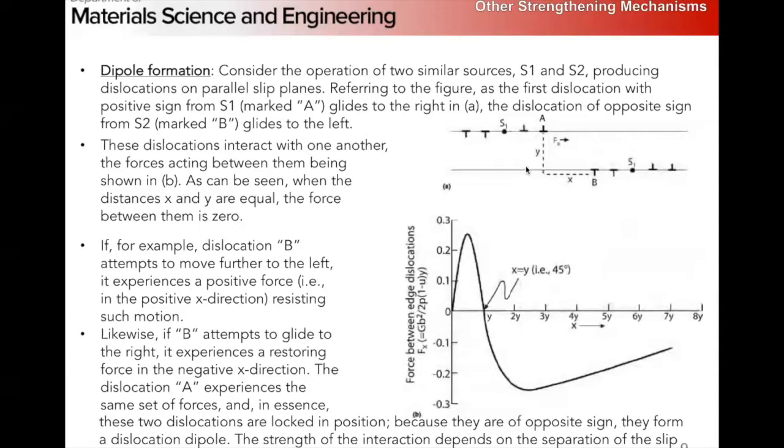Then it'll snap over to X again here, but then it's interacting with these other dislocations, so it becomes a little more complicated. But, right, as we come up, we have a force that's pulling it to a distance X equals Y, and then it will repel it back this way, right?